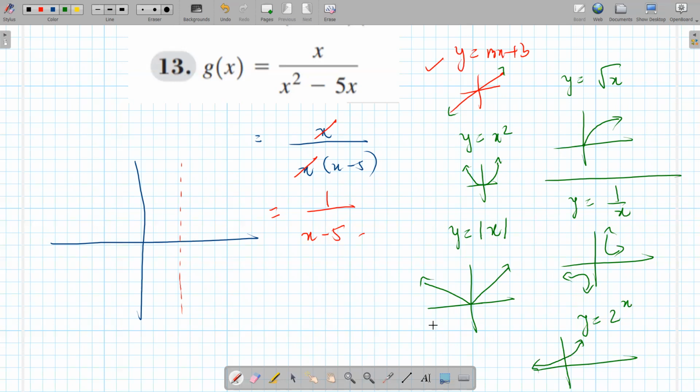So what does this one mean? It's just translated 5 units to the right. So here, x cannot be 0, right? There's the asymptote, but here x cannot be 5. So this function is going to look something like this, okay?